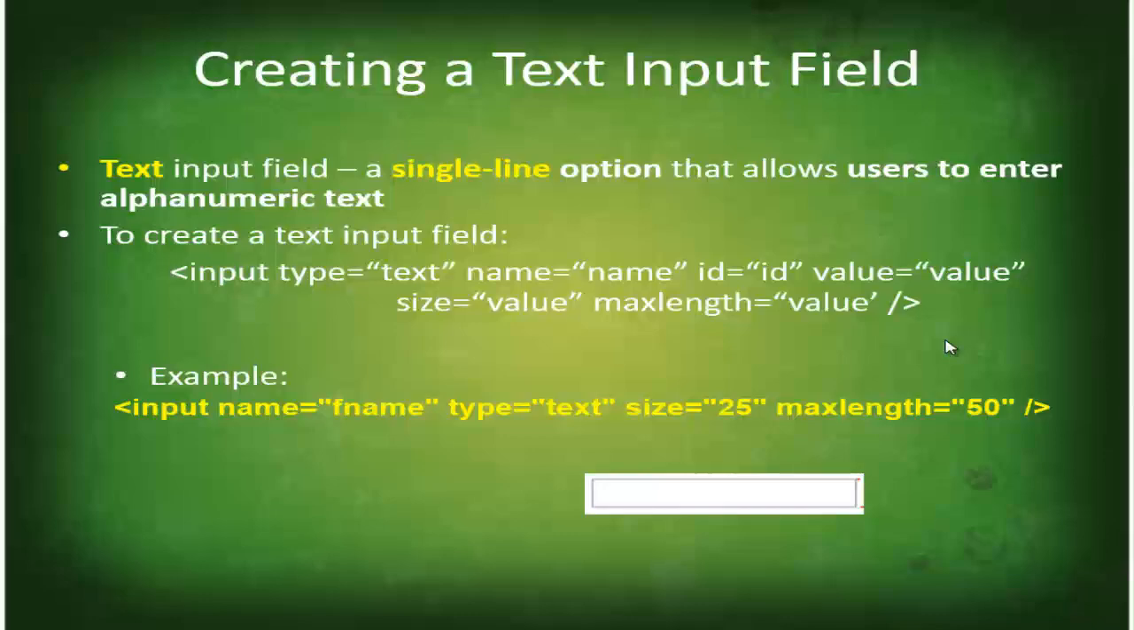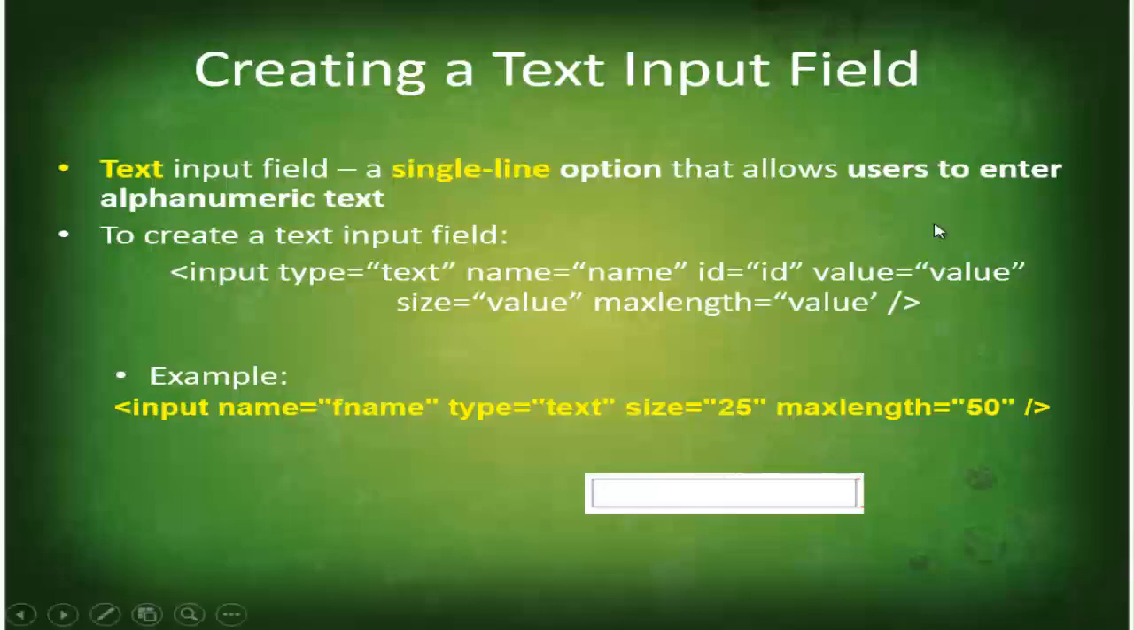So in this example, the size is given as 25. That means when it is displayed, it will show a width of 25 characters. But once you exceed the 25 characters, the text that you are typing will scroll to the left hand side, and you can keep on typing up to 50 characters. Once that 50 character limit is reached, the text box will not accept any more characters.